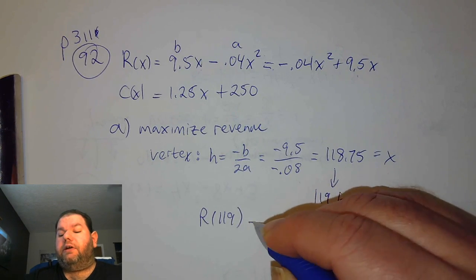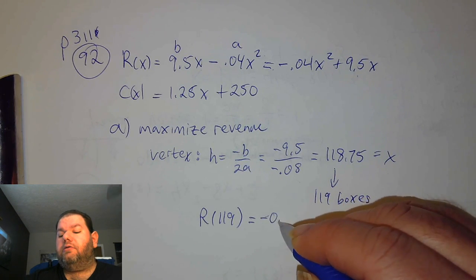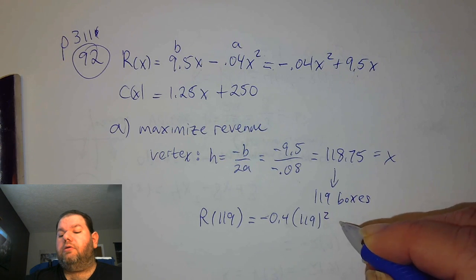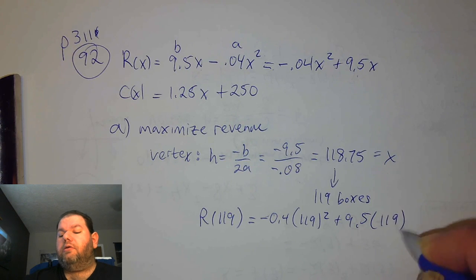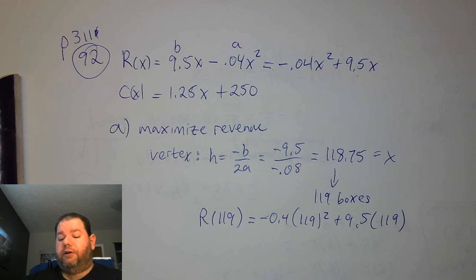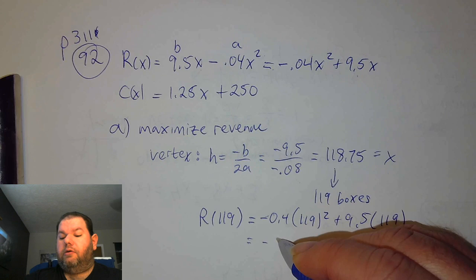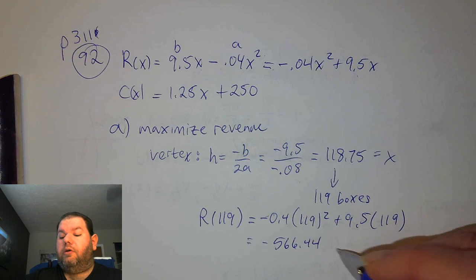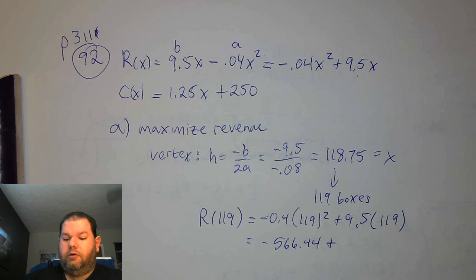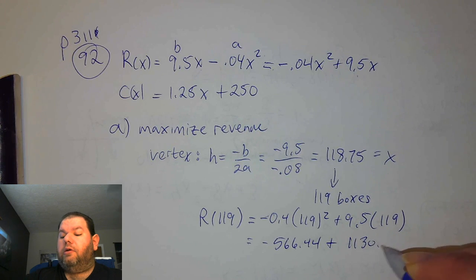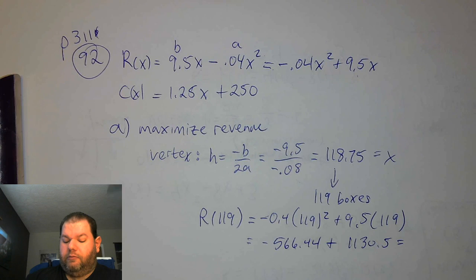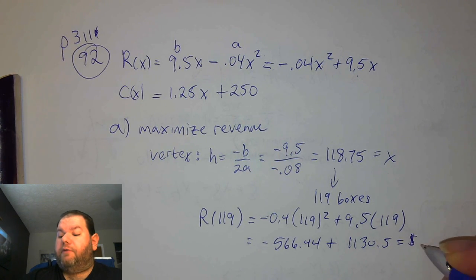So we'll take that 119 and plug it back into our revenue formula. So when we're working in applications like this, we actually do want to round that to a whole number. Okay. So we end up with a maximum revenue of $564.06.